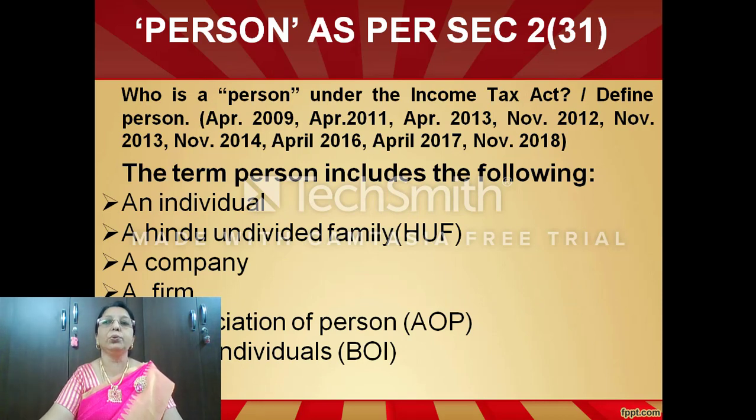A person includes an individual, a Hindu undivided family, a company, a firm, an association of persons and a body of individuals. So all of them put together is called as a person. So to repeat, a person includes an individual, HUF, company, firm, AOP and body of individuals.